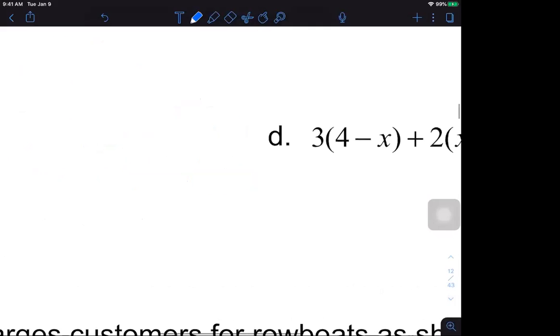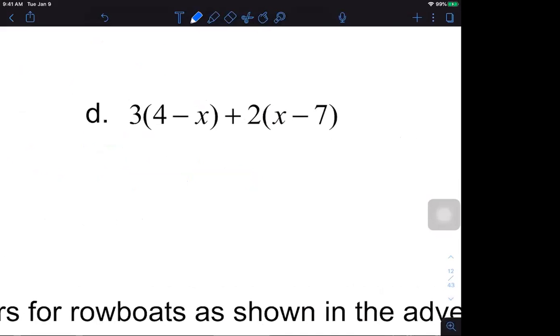All right, let's look at example D. And again, we're still going to use PEMDAS. Parentheses, exponents, multiplication and division, and addition, subtraction. Make sure that when you get to the multiplication and division, and addition and subtraction, you're working from left to right, okay? It does not mean multiplication first. It's working from left to right. So multiplication and division are equal in PEMDAS.